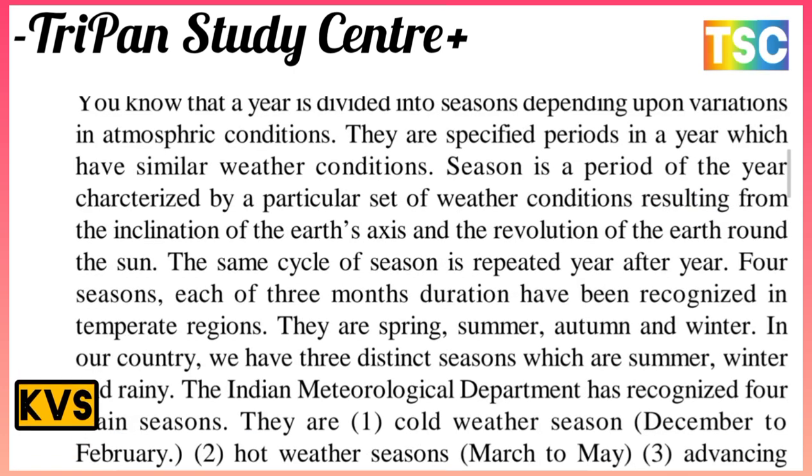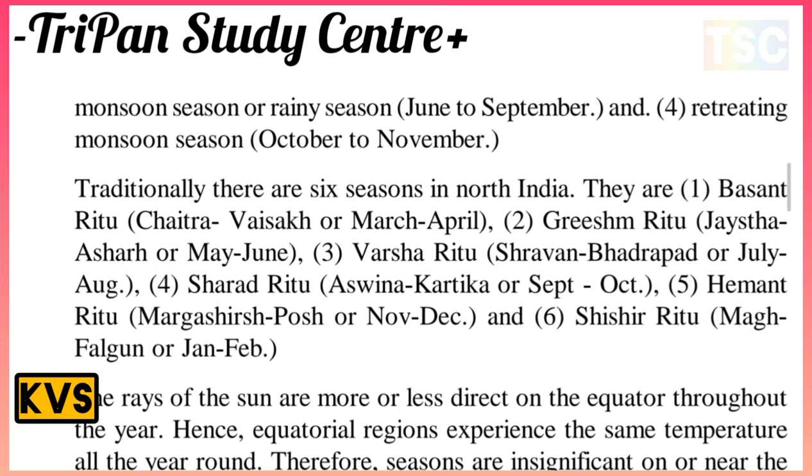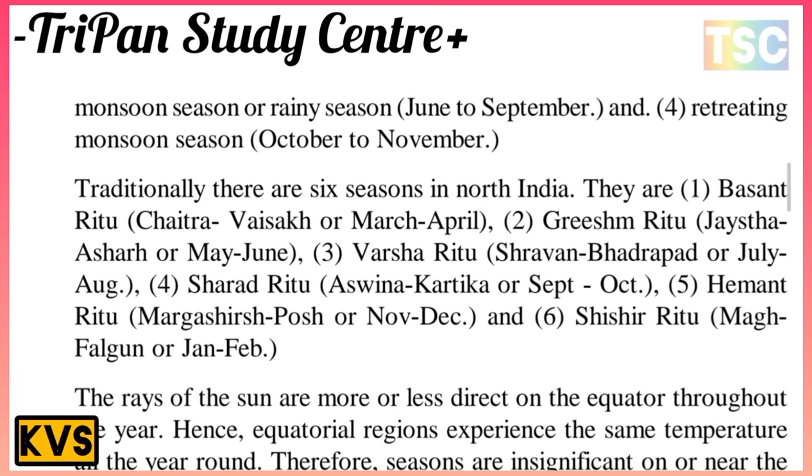The India Meteorological Department has recognized four main seasons. They are the cold weather season, December to February; the hot weather season, March to May; the advancing monsoon or rainy season, June to September; and the retreating monsoon season, October to November.